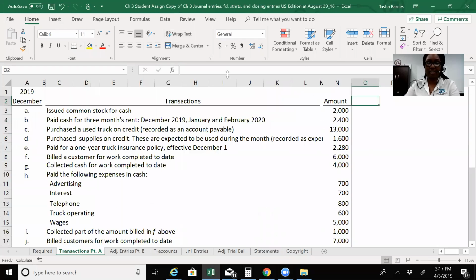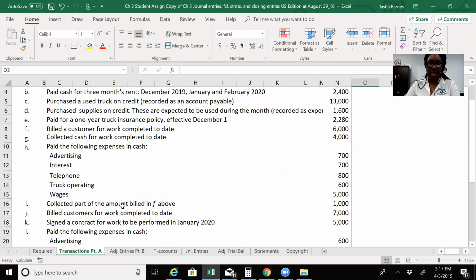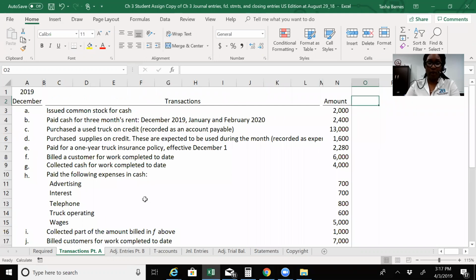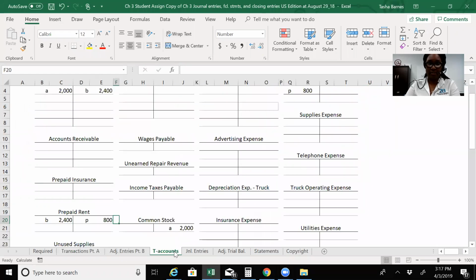So here are the transactions for December 2019. So several transactions happened, and I will not go through all of them, but I'll go through a couple just so you can get the gist of what it looks like to complete all of these. And so we have transactions on Part A and Part B, and then you have T accounts. Okay, so let's look at A and B.